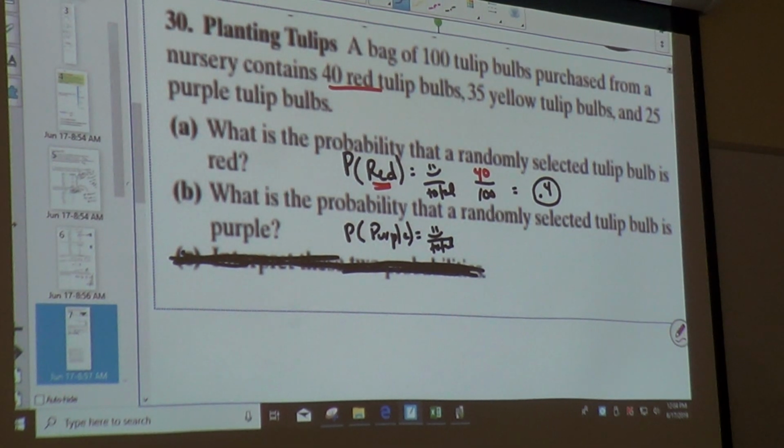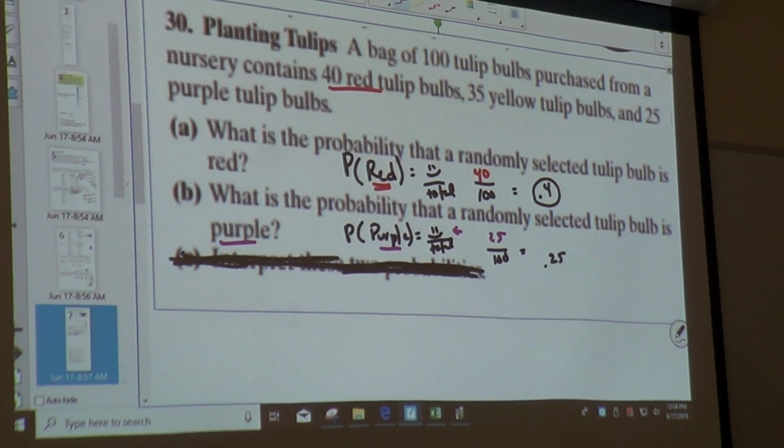The next one, what's making me happy now, is purple. How many purples are there? 25, and the total is still 100. So my decimal is going to be 0.25. Easy breezy?